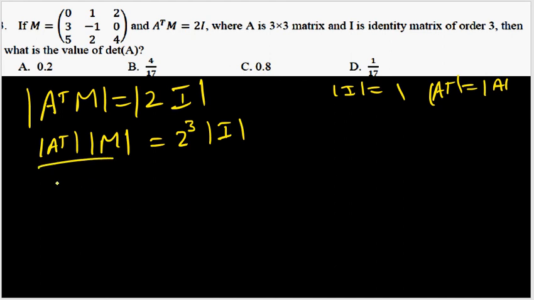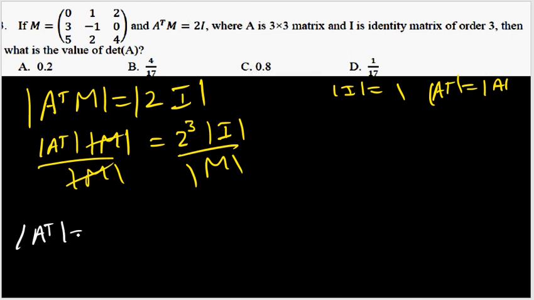So I can divide both sides by the determinant of M to get the determinant of A transpose. So the determinant of A transpose, which is the same as the determinant of A, will be 2 cubed, which is 8, over the determinant of M, because the determinant of I is 1. So let's get the determinant of M.